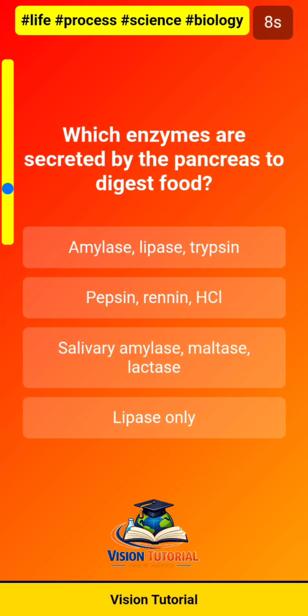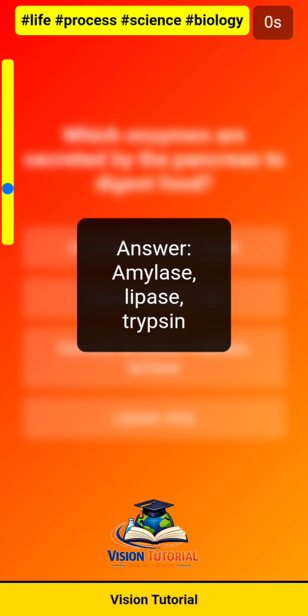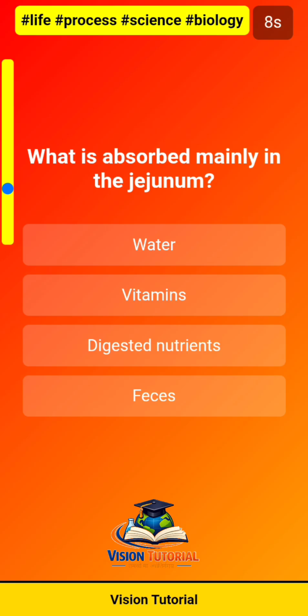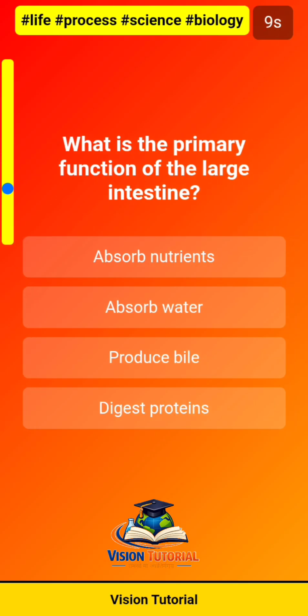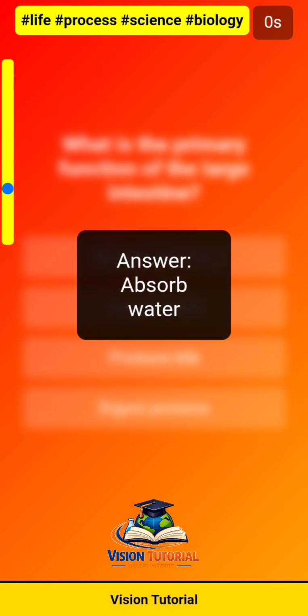The question is, which enzymes are secreted by the pancreas to digest food? Answer: amylase, lipase, trypsin. The question is, what is absorbed mainly in the jejunum? Answer: digested nutrients. The question is, what is the primary function of the large intestine? Answer: absorb water.